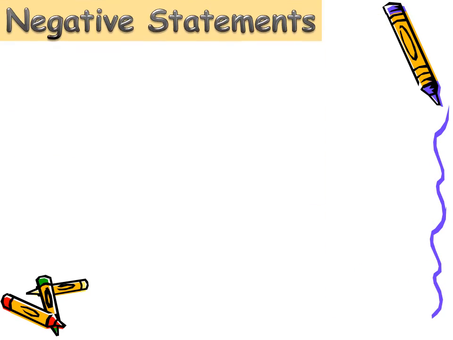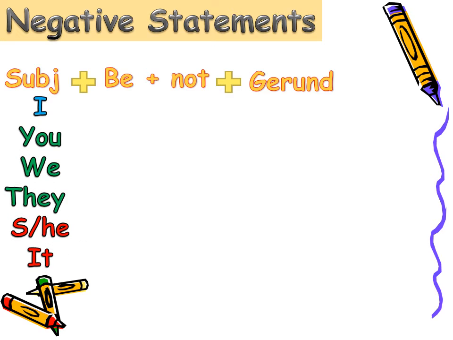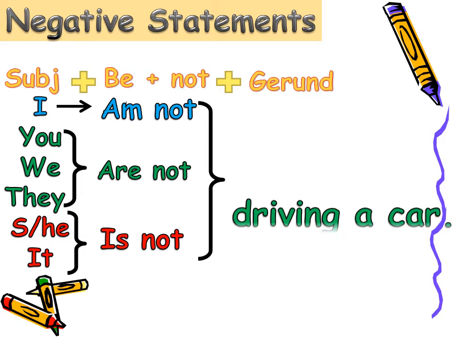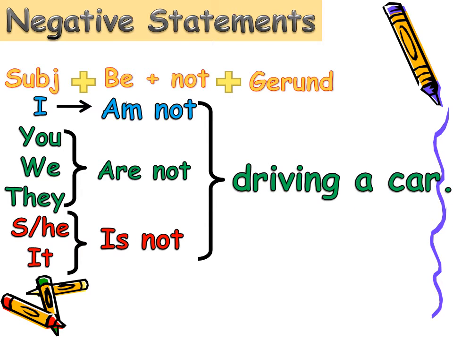Okay, let's have a look at the negative statement. In the negative statement, I have the subject, verb to be, plus not. So I add not and then also the gerund. Like the subject I, you, we, they, she, or he, or it. And verb to be: am, is, am not here, are not, is not. And then the gerund form, which is driving, for example, a car. I add ing to the verb.